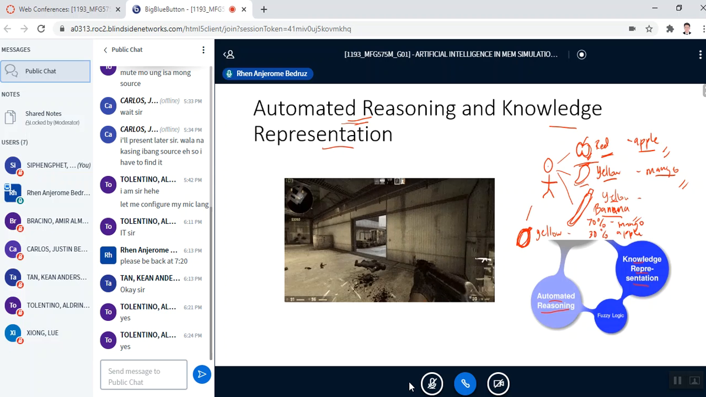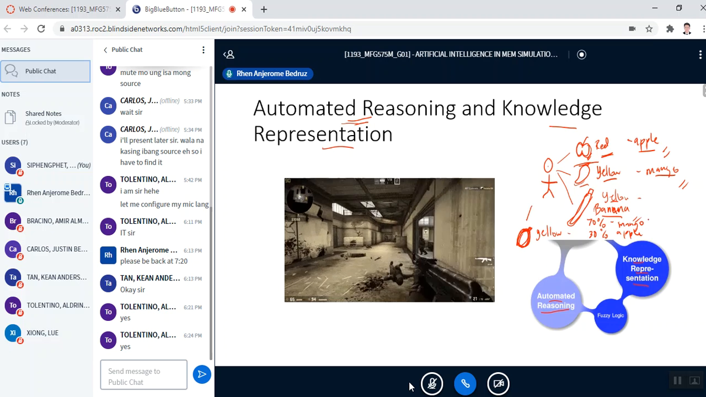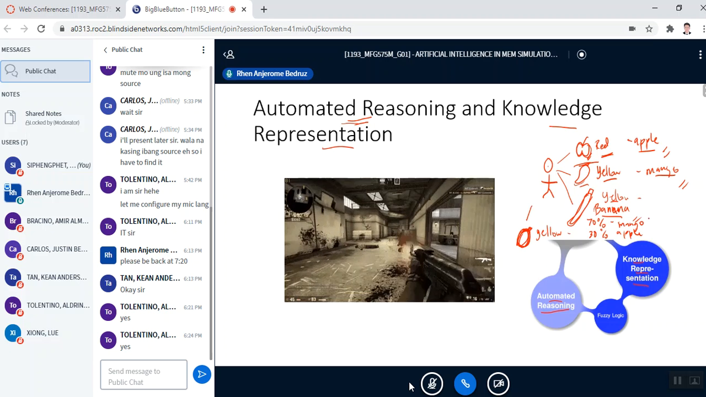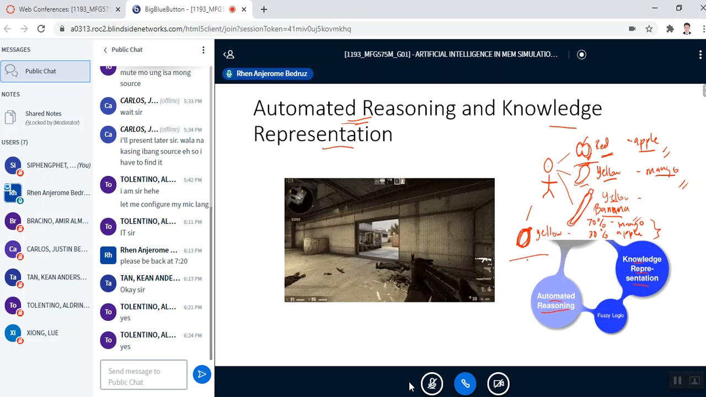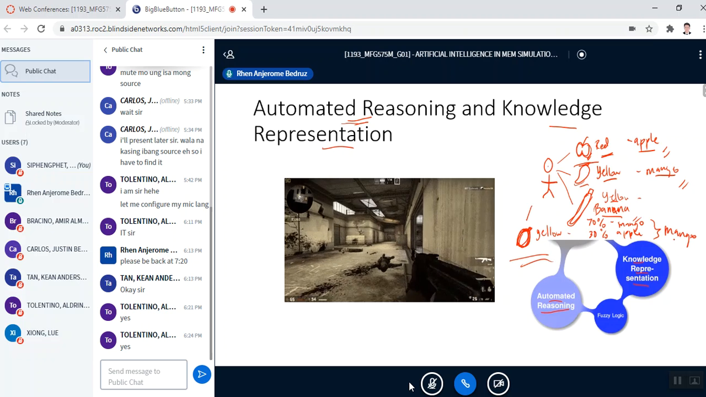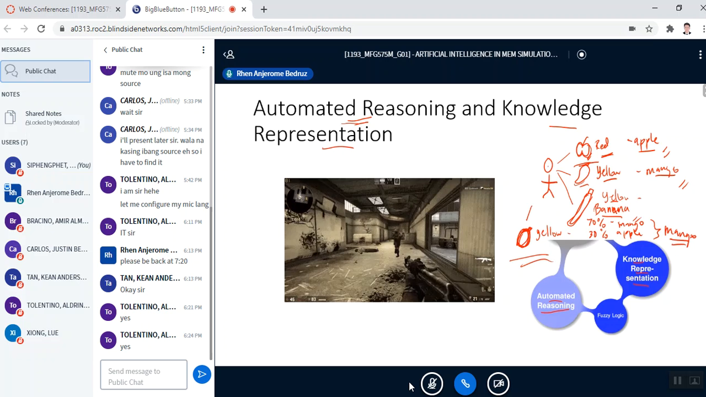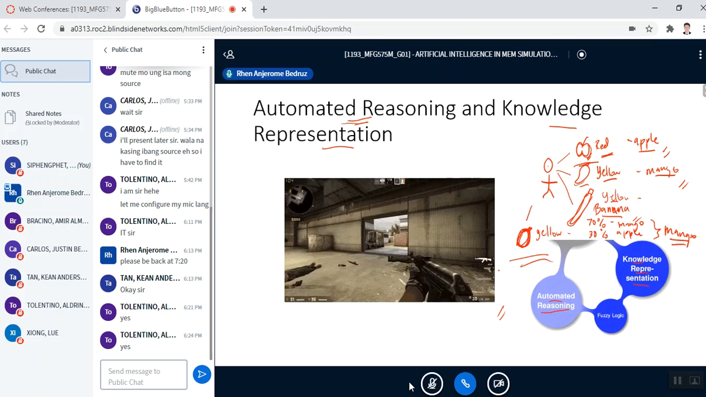Now, since I have a higher possibility of getting the right answer when I pick mango, for me, this yellow-shaped fruit here is a mango. So this is automated reasoning. It's used on games.